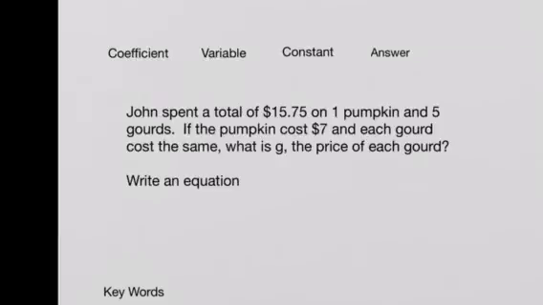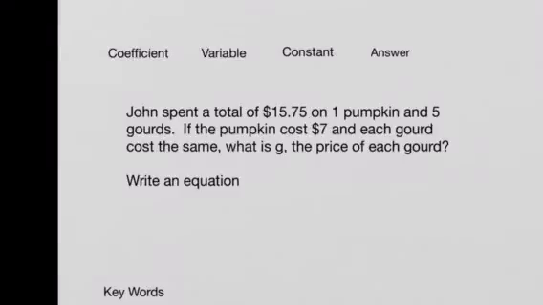So here we have a word problem that says John spent a total of $15.75 on one pumpkin and 5 gourds. If the pumpkin costs $7 and each gourd costs the same, what is G, the price of each gourd? So what we're going to do is mark the text in a manner that makes it easier for us to pull out these 4 different parts of an equation.